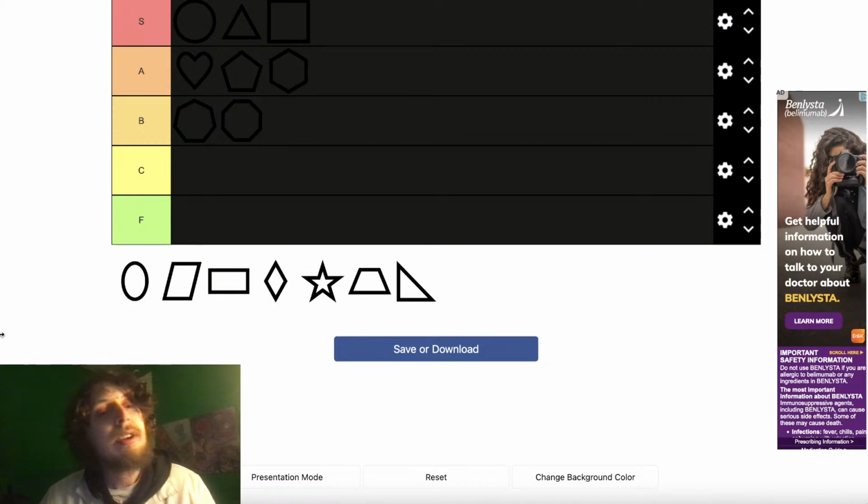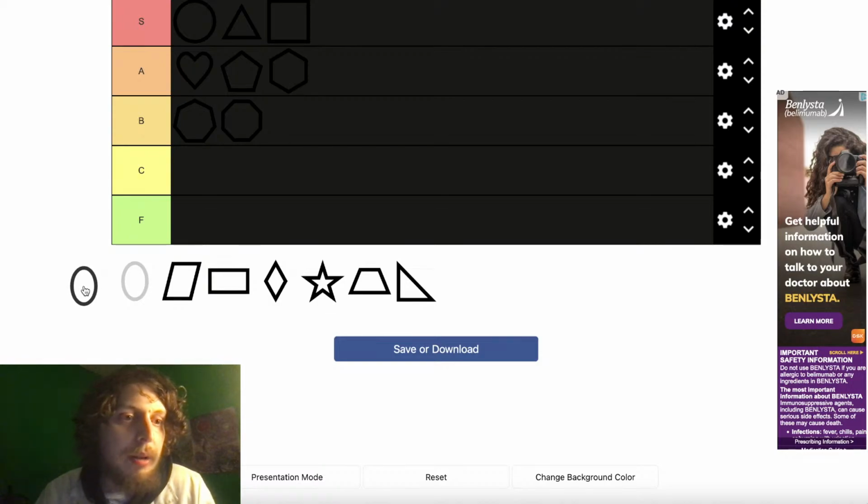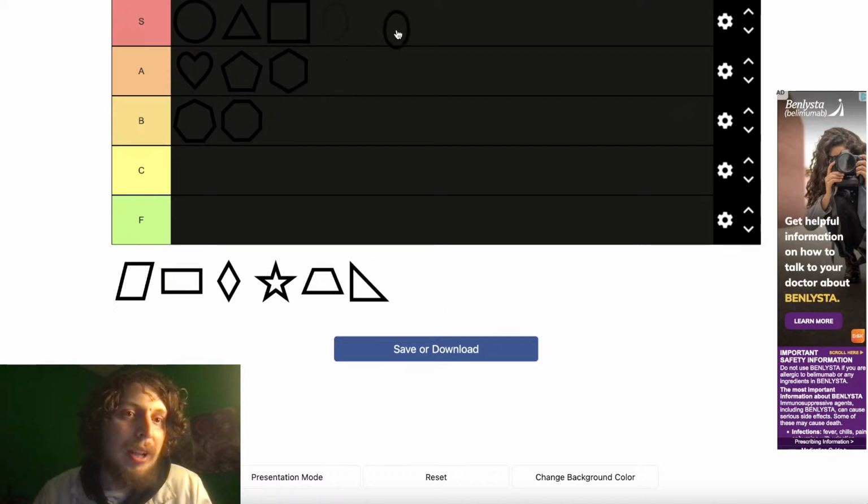S tier. Now, oval, also known as an ellipse. Cool shape. Kind of a wannabe circle, but still pretty cool. We're going to give oval/ellipse, I don't know if I should give that A tier or B tier. I'll probably give it A tier. It's a wannabe circle, but it's doing a pretty good job.